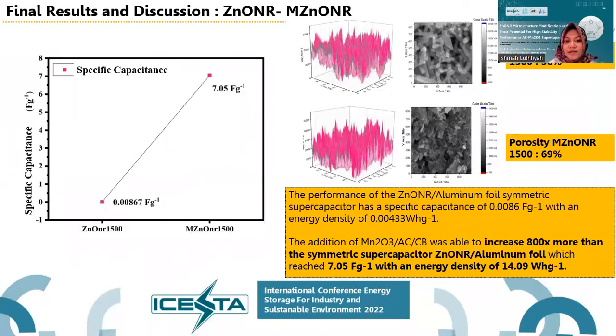And then for the final result and discussion, if you make a thin film of ZnONR alone, you only get a performance of 0.00867 farad per gram. But if you add activated carbon, Mn2O3, and carbon black, you can get higher, increasing by about 800 times for the symmetric supercapacitor, that is, 7.05 farad per gram. So the conclusion is that the performance can increase up to 800 times compared to ZnONR alone. And for porosity, if you use only ZnONR, you only get 56%. But if you add activated carbon, Mn2O3, and carbon black, you can get a higher porosity of up to 69%.